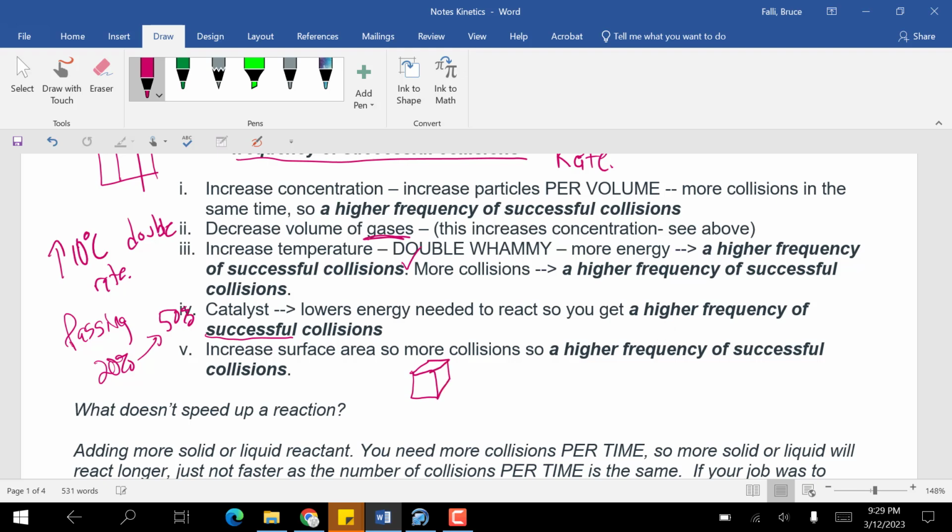Now, if I have a cube of something that's going to react, what if I cut it in half? So right now, a cube has 6 sides to react. But if I cut it in half, do you see I've exposed the top side there and a new bottom side there? I now have 8 sides to react. So now I have a greater surface area so that I have more places that can react at once.